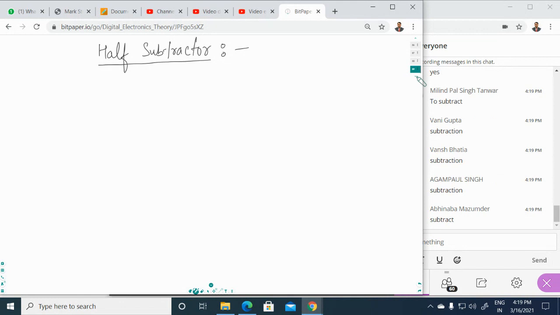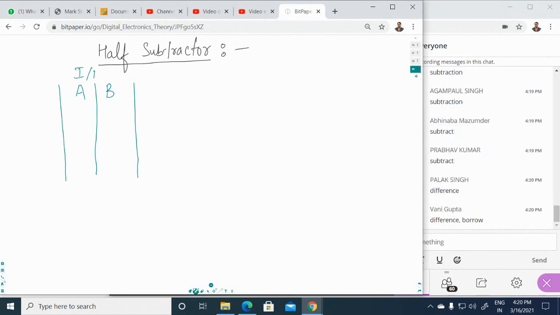So you have two inputs, as for the half adder. You have the two inputs A and B. So when you subtract these two inputs, what is your output? These are the inputs. When you subtract, your output should be difference and borrow.